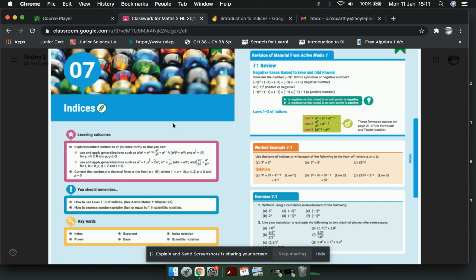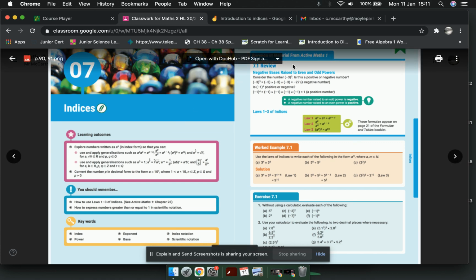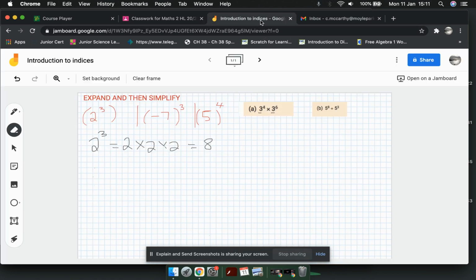If you don't have a physical copy of the book with you, I have put up screenshots of the chapter for you. So I would like you to read just the introductory pieces here at the start in your own time. But Indices is something that you've all seen in first year at different stages of the year.